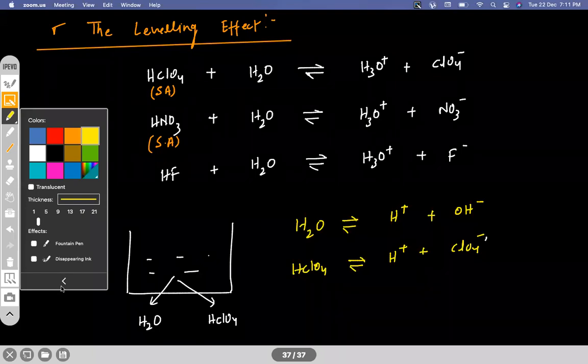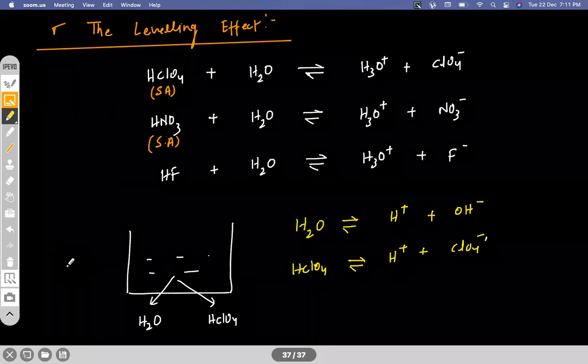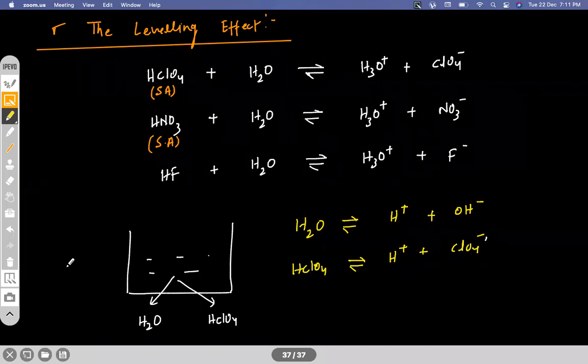So which one is stronger, HClO4 or H2O? Obviously HClO4. So here we say, once you put HClO4 in water, the H plus that you get here is mainly because of HClO4, not because of the water. So what happens in this reaction? HClO4 will release H plus, H2O will take H plus, and forms H3O plus and ClO4 minus.